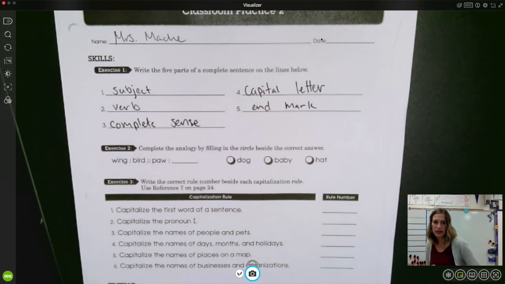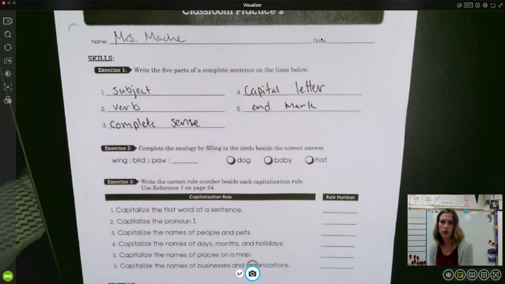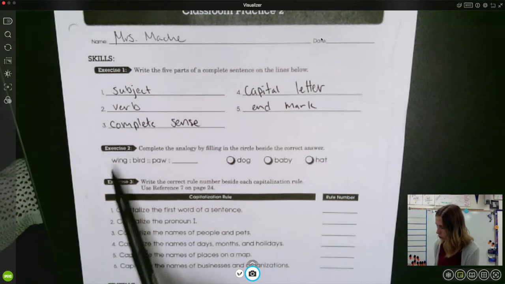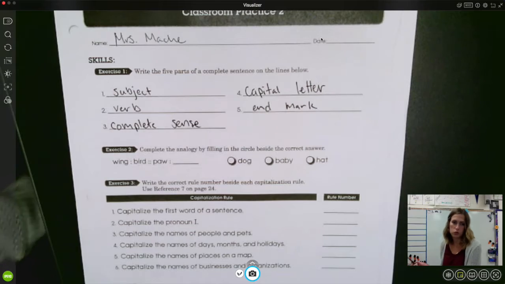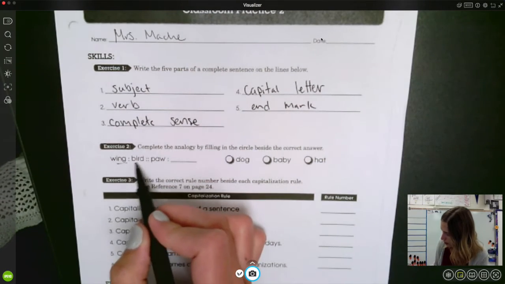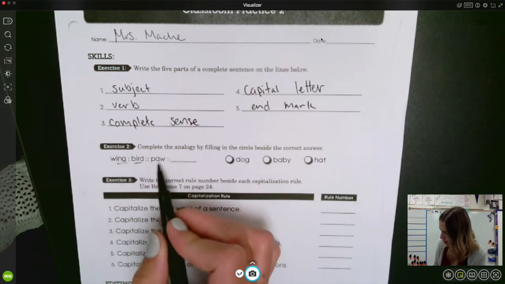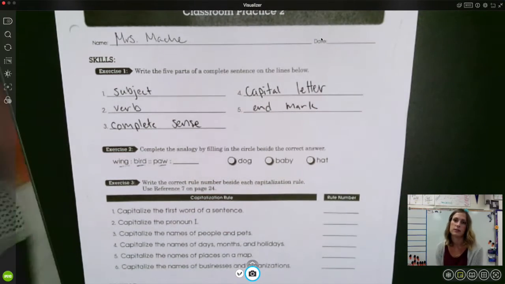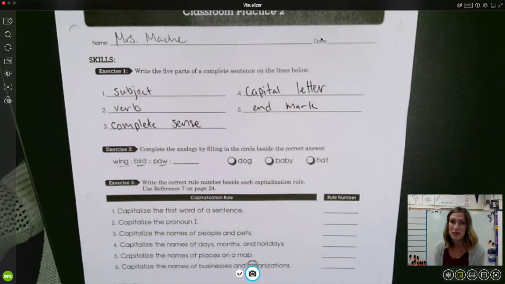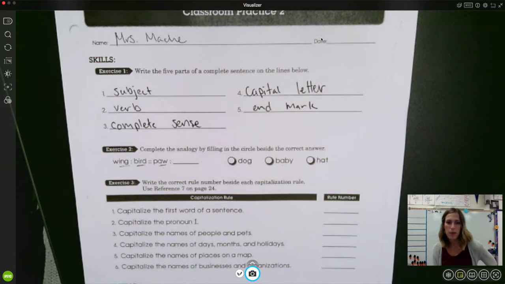Next, it says complete the analogy by filling in the circle beside the correct answer. So wing is to bird, as paw is to what? Well, a wing is a part of a bird. So a paw is a part of what? A dog, a baby, or a hat? 2 of those answers are absolutely ridiculous, so it should be pretty easy. A paw is a part of what? A dog, a baby, or a hat?